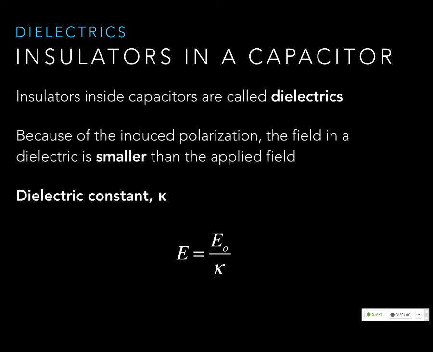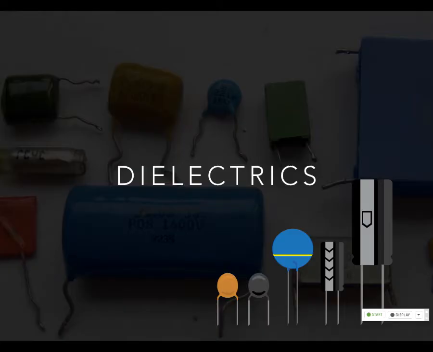Now, if this needs to be smaller, what sort of values would you expect kappa to have? Bigger than 1. It has to be 1 or bigger, right? If kappa's 1, that's a vacuum. So that means these are equal. If kappa's 2, then this value is going to be smaller than this value. Let's say this is 10. If kappa's 1, these are both 10. If kappa's 2, what's this now? 5. Okay, so it gets smaller. So we scale down the electric field by a kappa.